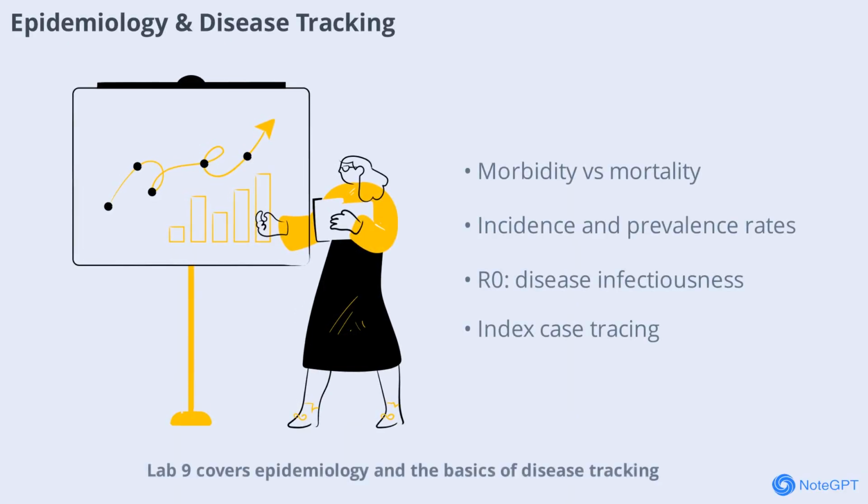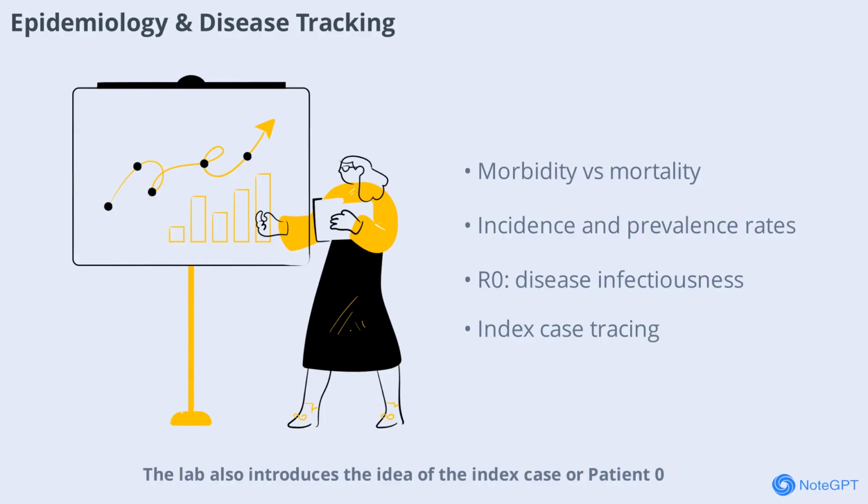Lab 9 covers epidemiology and the basics of disease tracking. Key terms include morbidity, which refers to the number of people with a disease, and mortality, which is the number of deaths. The Morbidity and Mortality Weekly Report (MMWR) by the CDC is a crucial resource for tracking notifiable diseases in the U.S. Important calculations include incidence rate, which measures new cases, and prevalence rate, which measures total cases in a given time period. The concept of R0, or R-naught, indicates how infectious a disease is.